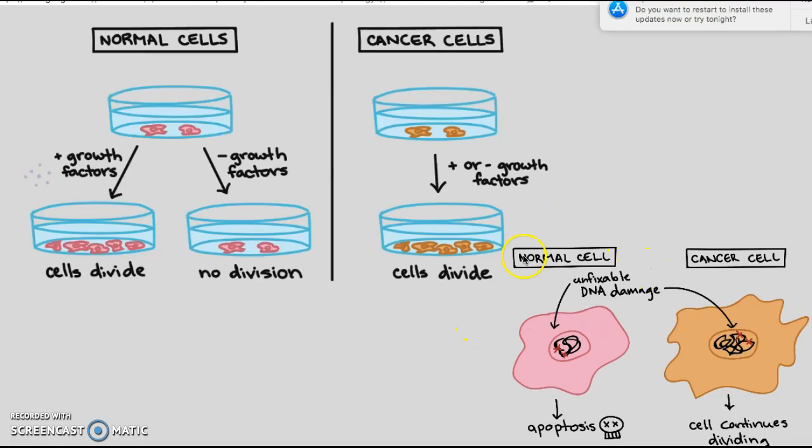Then over here we have a normal cell which has unfixable DNA damage in the center of both the normal cell and the cancer cell. But in the cancer cell, the cell continues dividing. It can't stop because there are no external factors to help the cell to grow and go through the cell cycle normally.